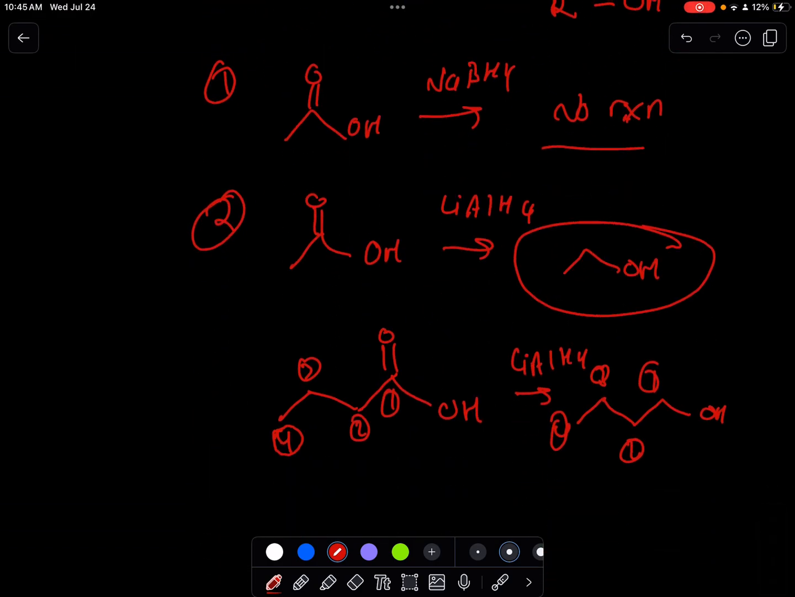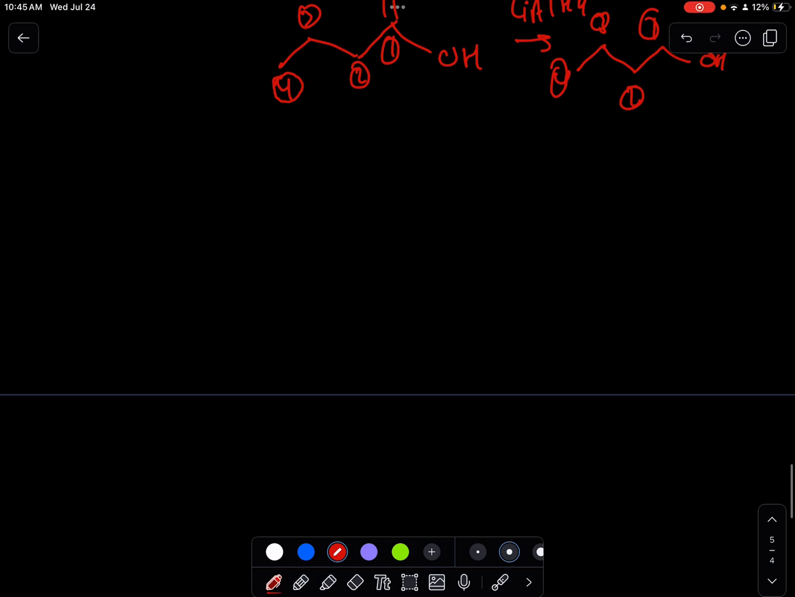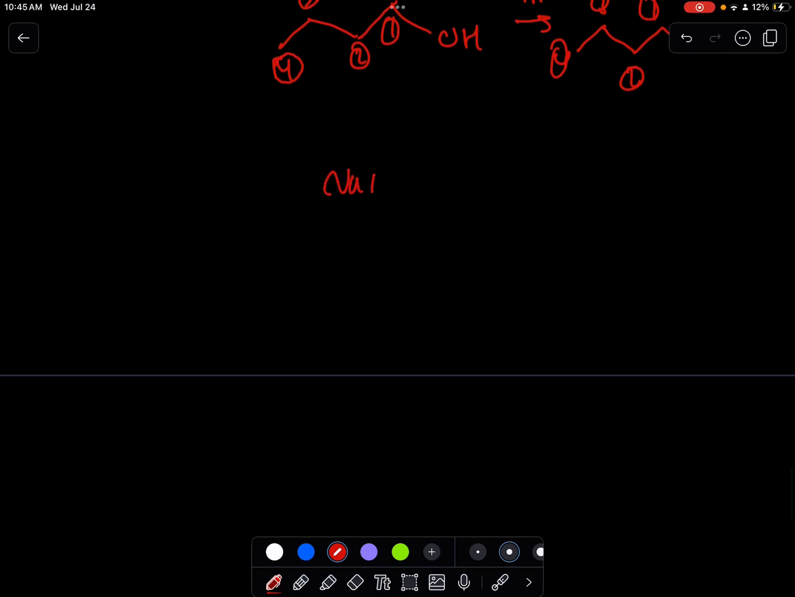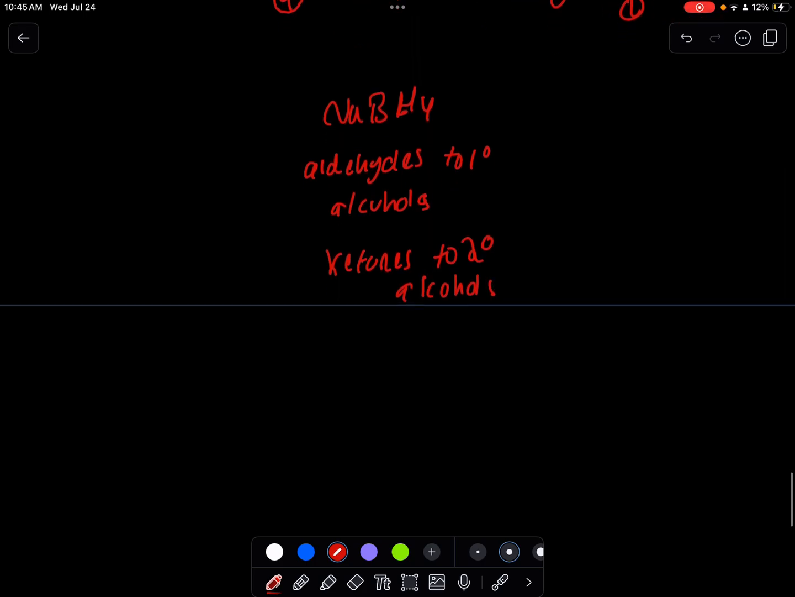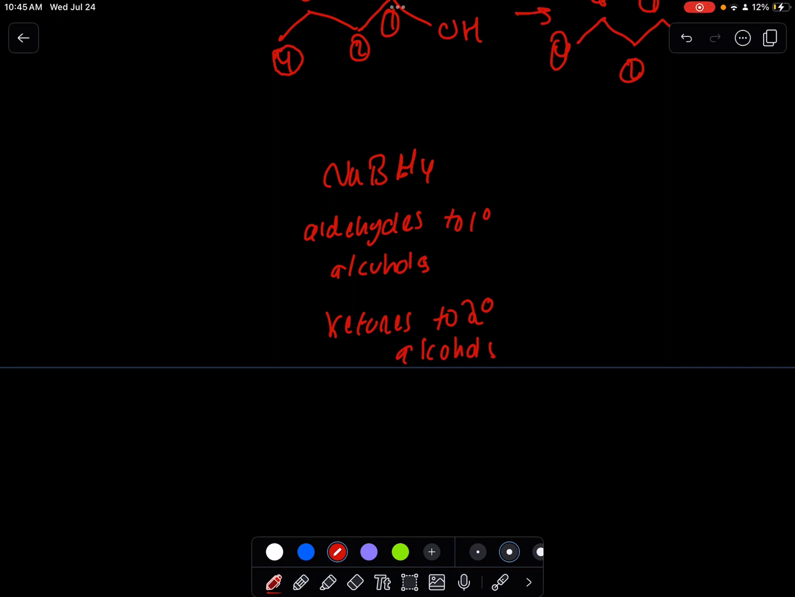Okay, so sodium borohydride and lithium aluminum hydride work differently to each other. So let's do a summary. Sodium borohydride can turn aldehydes to primary alcohols, ketones to secondary alcohols, it's inert to most other things.